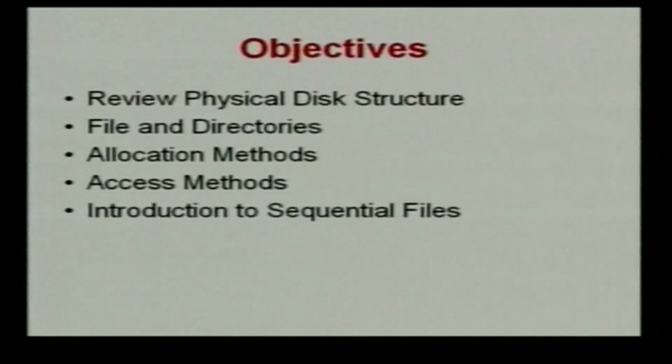Then we are going to look at how files and directories are stored, what files are, what directories are, and how they are organized. Then we are going to look at how these files and directories are allocated to the secondary memory, to the physical memory device, and then how they are accessed. Allocation of physical memory space is one thing, accessing that data is another thing, and then we are going to look at a small introduction of sequential files in this lecture.